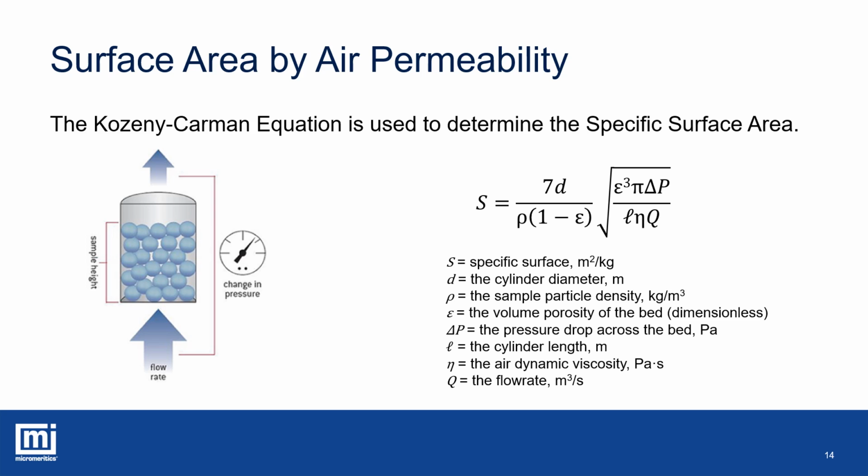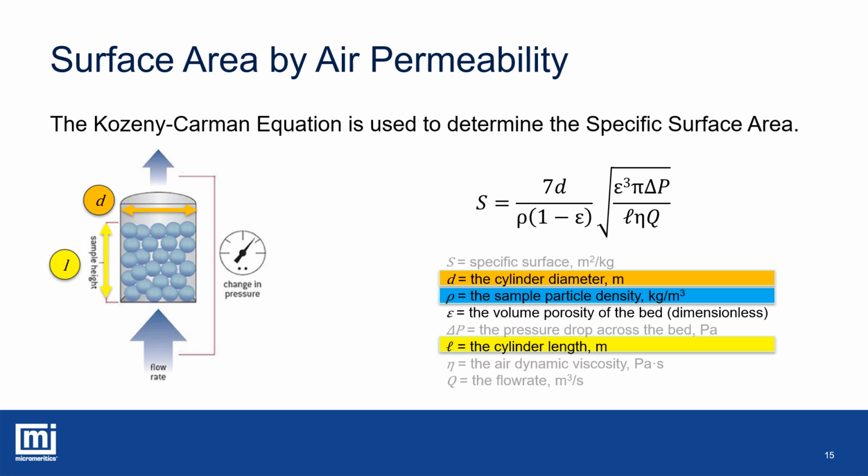Just an additional note about this calculation. We're looking at the volume porosity of the powder bed, which is a dimensionless value, to calculate the surface area. And we get this value by knowing the cylinder length, diameter of the cylinder, and the particle density. So again, the sample density is important. That's why we made those measurements. And we're looking for this epsilon, the volume porosity of the powder bed. And we get that by looking at the volume of the cylinder minus the volume of the material divided by the volume of the cylinder. So it's a ratio. And we can simplify that and calculate epsilon to go into the Kozeny-Carman equation to calculate the surface area.